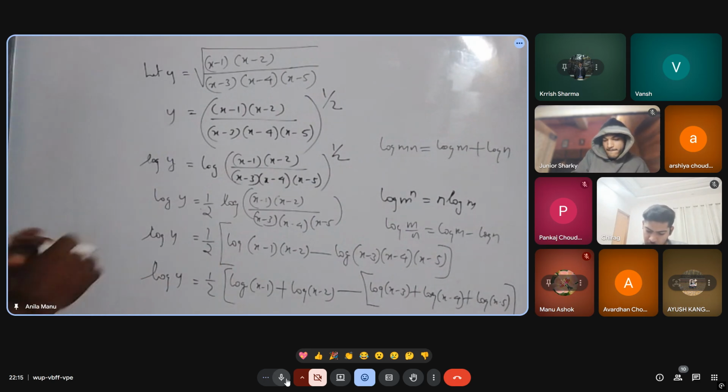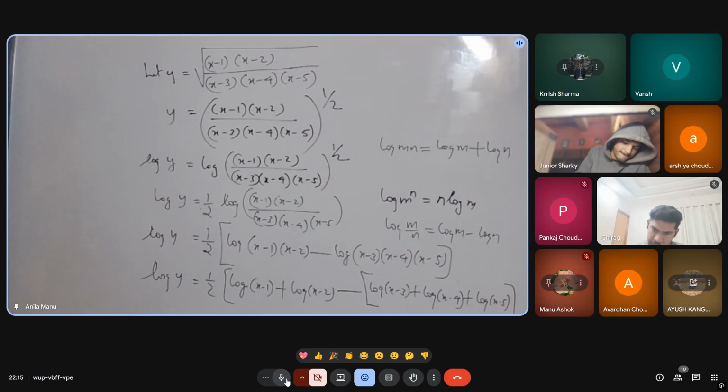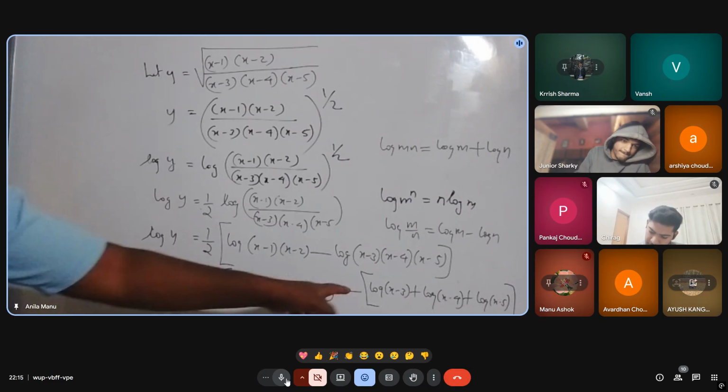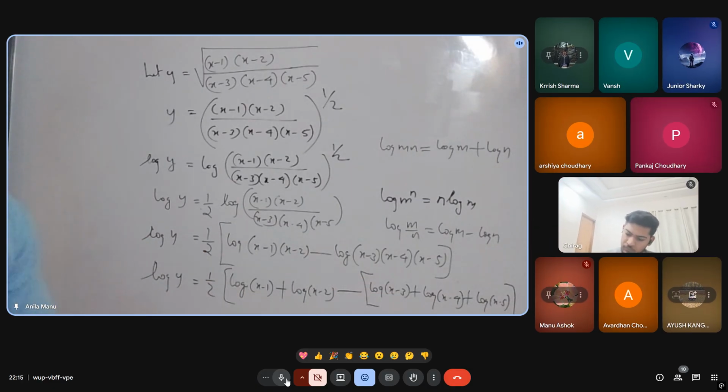Now we simplified everything, so directly we can differentiate, right? Differentiate both sides with respect to this. While differentiating this, you can multiply minus into the bracket.